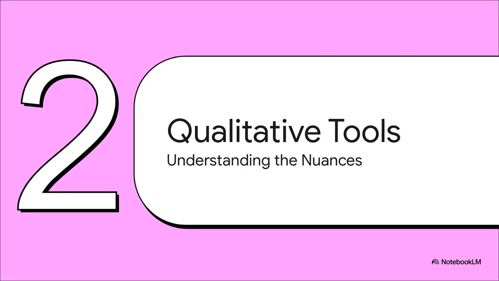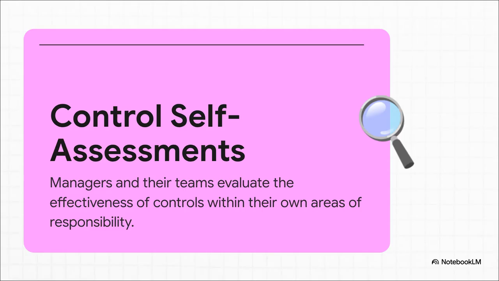Let's start with the qualitative side of things. This is where we get into all the human elements, the company culture, the context, all the subtle stuff you're just not going to find in a spreadsheet. This is about understanding the story behind the numbers. A really great example of this is the Control Self-Assessment, or CSA. What's so cool about this is that it totally flips the old audit model on its head. Instead of some top-down inspection, it empowers the teams who are actually on the front lines to evaluate their own processes. This builds a real sense of ownership and helps create a risk-aware culture from the bottom up.